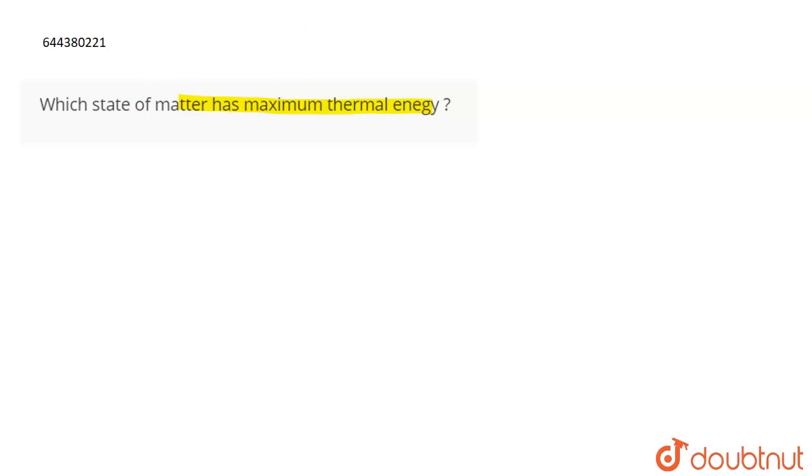The question is, which state of matter has the maximum thermal energy? So among solid, liquid, and gases, the order of thermal energy is such that gases have the maximum thermal energy, then comes the liquids, and then comes the solids.